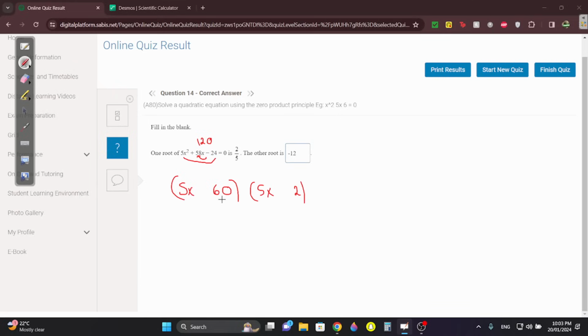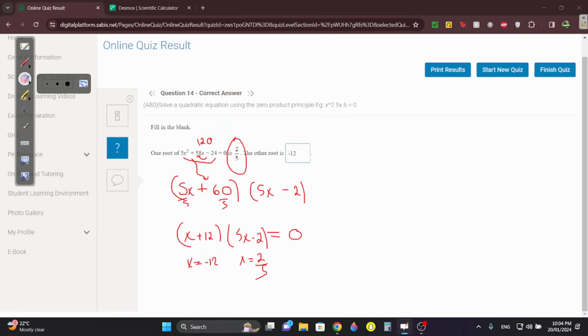Everybody has their own way of factoring. This is how I factor, okay? So if you factor, the middle sign goes to the bigger number and the other sign goes to the other number. You divide by 5, you get x plus 12 and 5x minus 2, and then equals 0. And you guys know how to solve this. You get x equals negative 12. And here you get x equals 2 over 5, which is given here. Okay? I used factoring. You can use whatever you want.